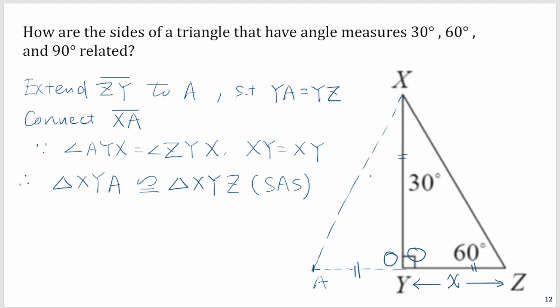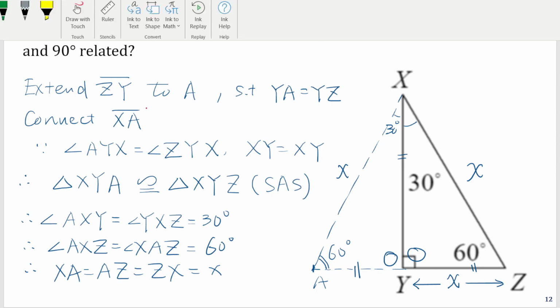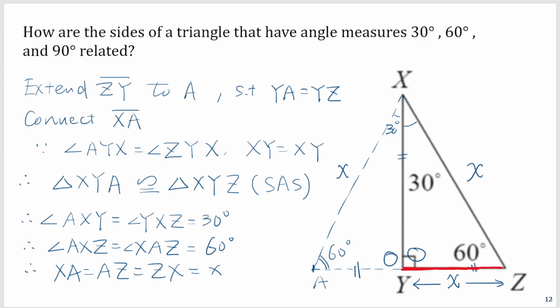Did you find that? Therefore, we know angle AXY equals angle YXZ equals 30 degrees, right? Therefore, this angle is 30 degrees, this angle is 30 degrees, and we immediately know this angle is 60 degrees, right? Therefore, angle AXZ equals angle XAZ equals 60 degrees, right? And if this angle is 60, this angle is 60, this angle is 60, then this triangle is an equilateral triangle, right? Therefore, we know XA equals AZ equals ZX equals 2x, my bad. This is 2x, 2x, and 2x, right?